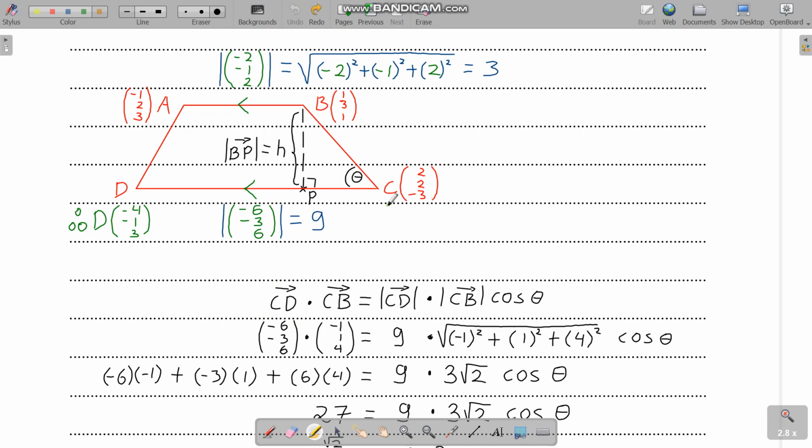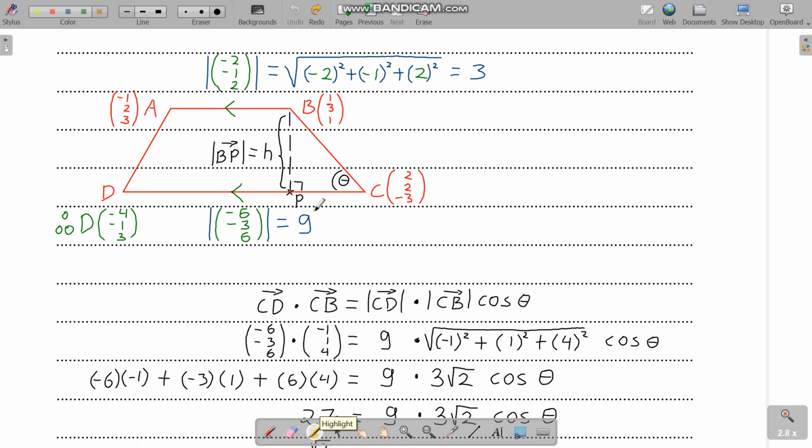For CD, we know that already. And for CB, well, CB is B minus C. So 1 minus 2, we get -1. 3 minus 2, we get 1. And 1 minus -3, we get 4. That is the vector CB. So again, from the coordinates of B minus the coordinates of C. And for the magnitude of CD, we know already it is 9. For the magnitude of CB, again, we use the sum of the squares of each component. So -1, 1, 4, square everything, add everything, take the square root. Okay, that's the magnitude of CB.